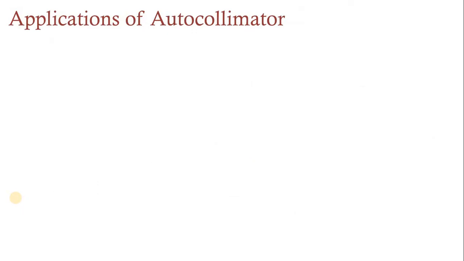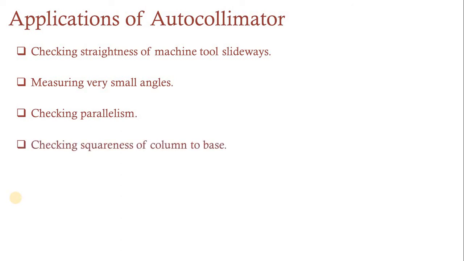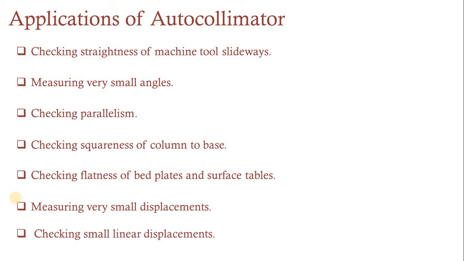Now, where can we use this autocollimator, that is, its applications. This optical instrument can be used for checking straightness of machine tool slideways. We can use it for measuring small angles, checking parallelism, and checking squareness of column to base. Also we can use it for checking flatness of bed plates and surface tables. We can use it for measuring small displacements, also checking small linear displacement.